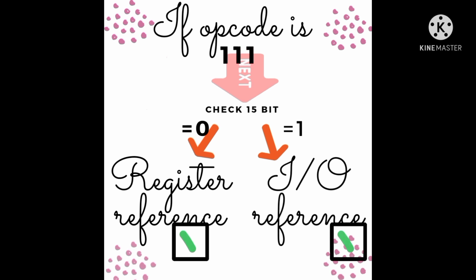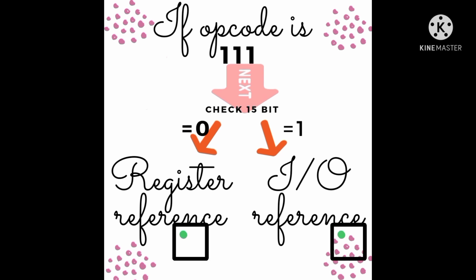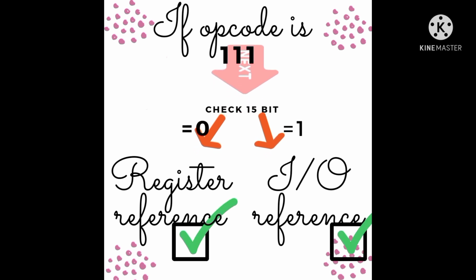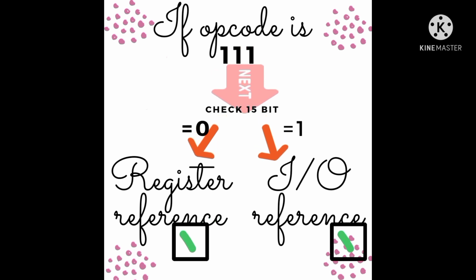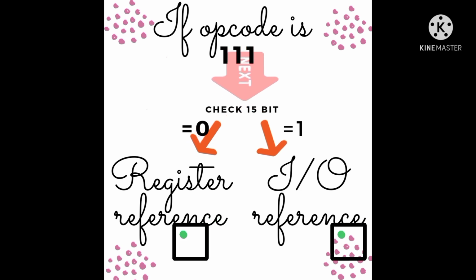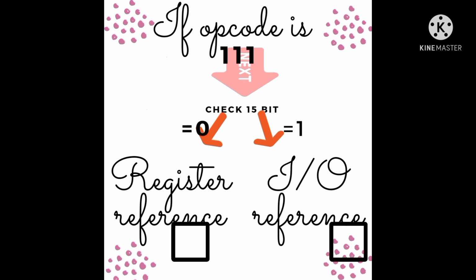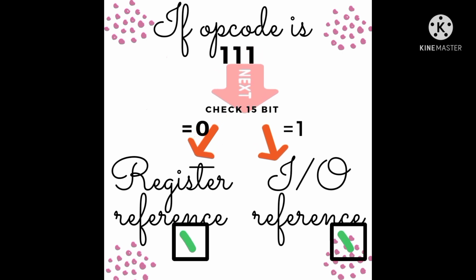Next, if the opcode bits are 111, then it may be a register reference or an IO reference. In order to differentiate whether it is a register reference or IO reference, we have to check the 15th bit. If it is 0, it means it is a register reference instruction. If it is 1, that means it is an IO reference instruction. That is, 0 will indicate the register reference and 1 will indicate the IO reference instruction.